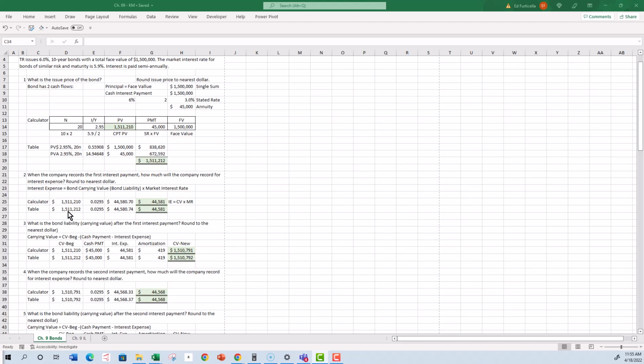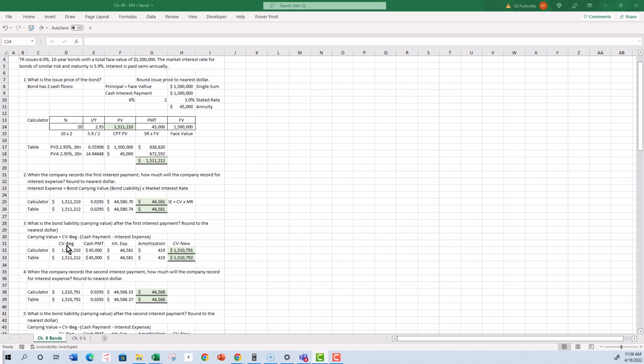For the table, we do exactly the same thing. We're going to get 1,511,212 times 2.95%. We're going to get 44,580.74. It rounds up to 44,581. That's the interest expense. Now we want to calculate the new bond liability or carrying value after the first payment.